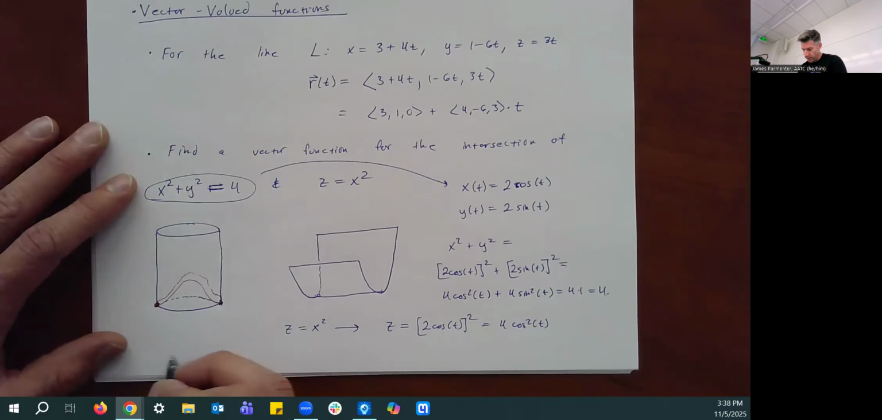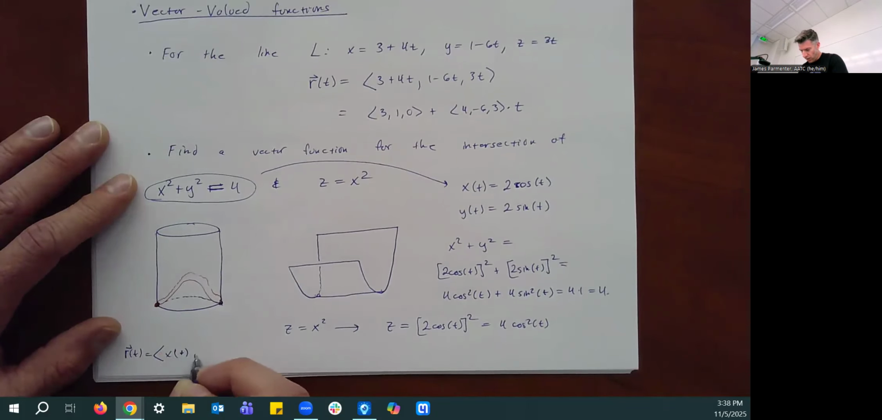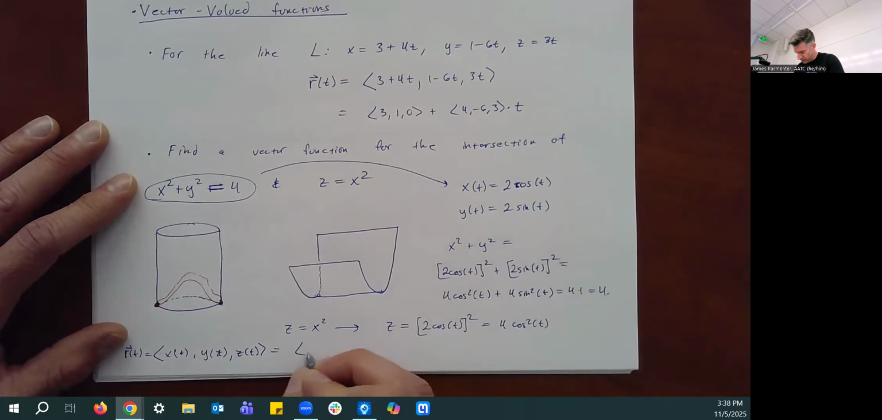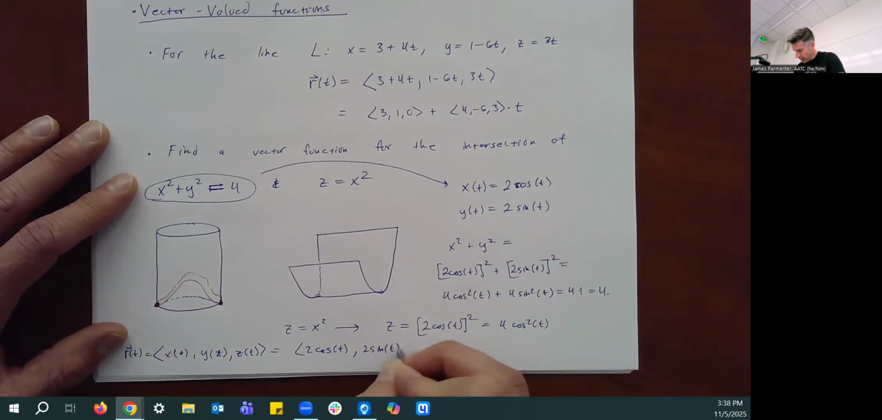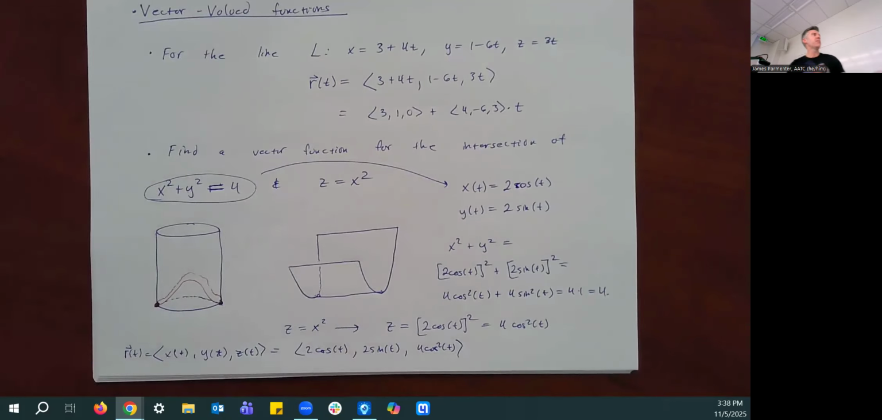So we can now fully describe any position x, y, and z with a parameter t. We can say that our vector function r of t, which is x of t, y of t, z of t, is equal to, well, x is 2 cosine t, y is 2 sine t, and z is 4 cosine squared t. Now, I would say the problem with this is that it's hard to know you've done the right thing, right? It seems like we probably did the right thing, but did we actually?